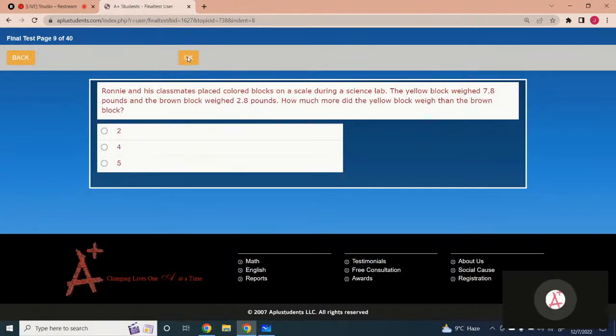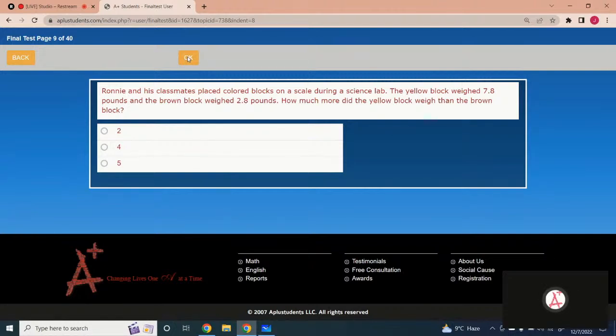Rooney and his classmates placed colored blocks on a scale during a science lab. The yellow block weighed 7.8 pounds and the brown block weighed 2.8 pounds. How much more did the yellow block weigh than the brown block? Got it? That means you have to subtract the weight of the brown block out of the yellow block. Got it? So just subtract 2.8 out of 7.8.